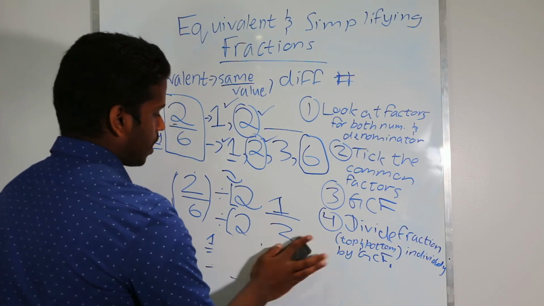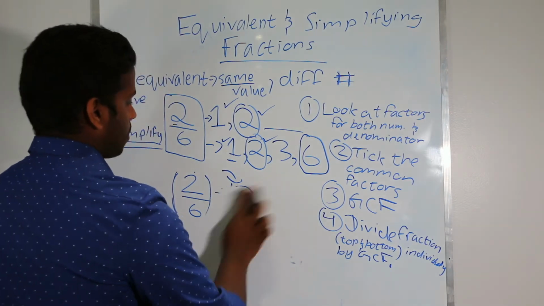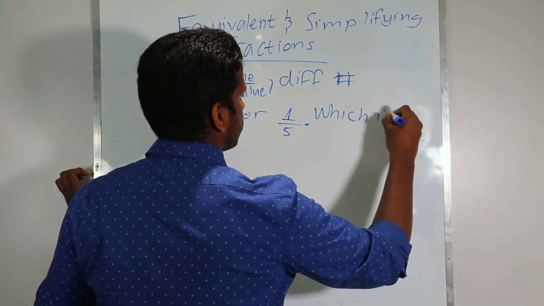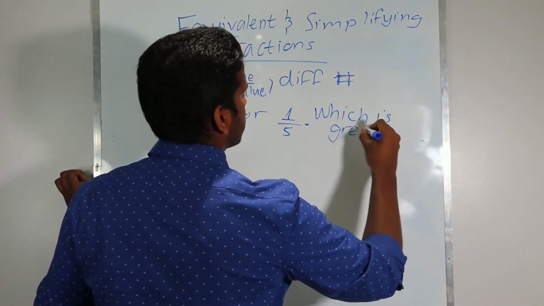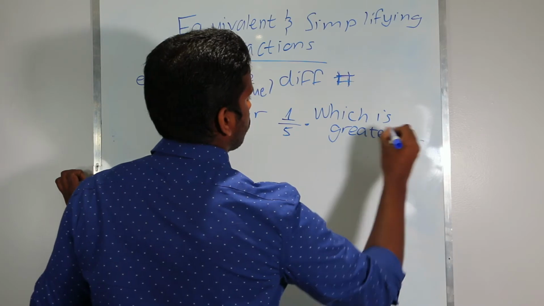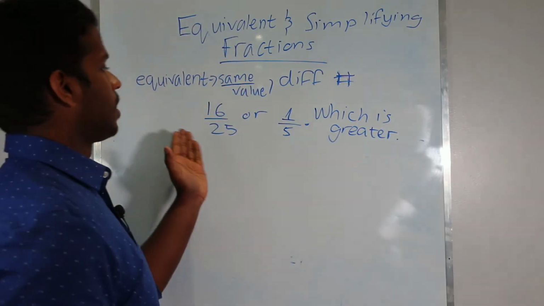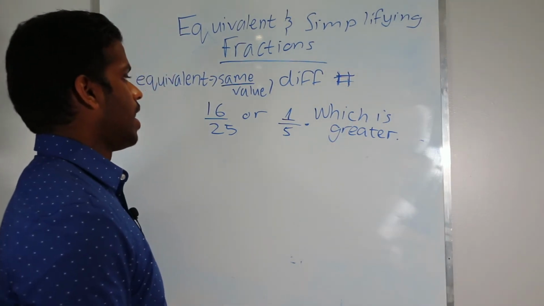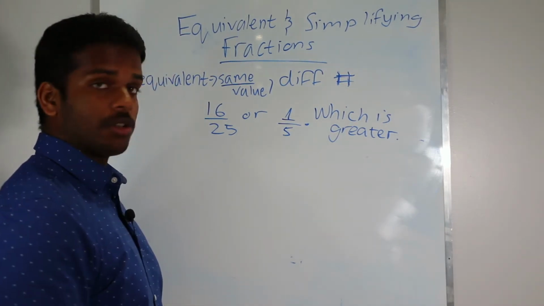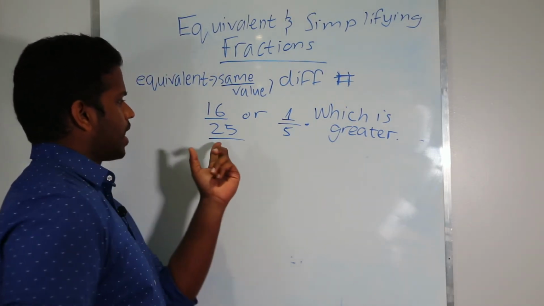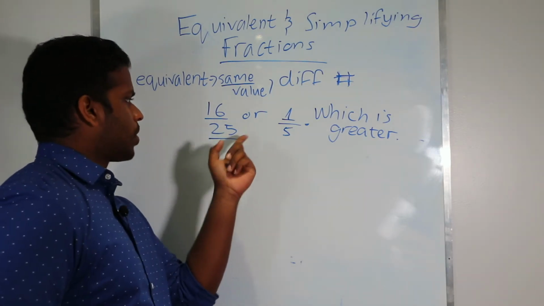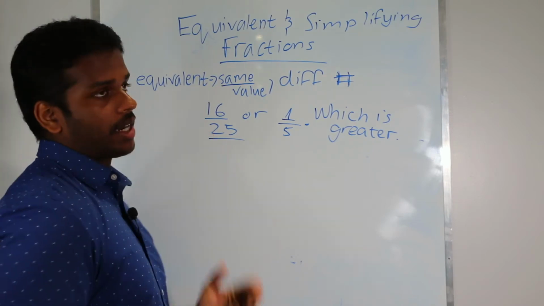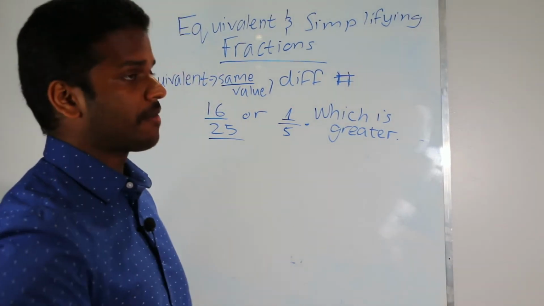So right now we're gonna look at something called comparing fractions. Which is greater? Your teacher will give you 2 different fractions, and they ask you which is greater. And in that case, most of you would think that this is greater because it has a denominator of 25, and this has a base of 5, so this will automatically be greater. But in some cases, that's not always true. We have to figure it out.